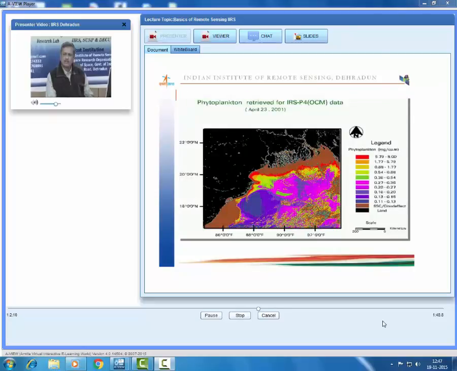You can see the phytoplankton. The red one shows the maximum phytoplankton is very near to the coast. When you go away from the coast, the phytoplankton is decreasing. This color is the highly suspended water, so we have marked this. So this is your phytoplankton. The other image I show you is the SST.